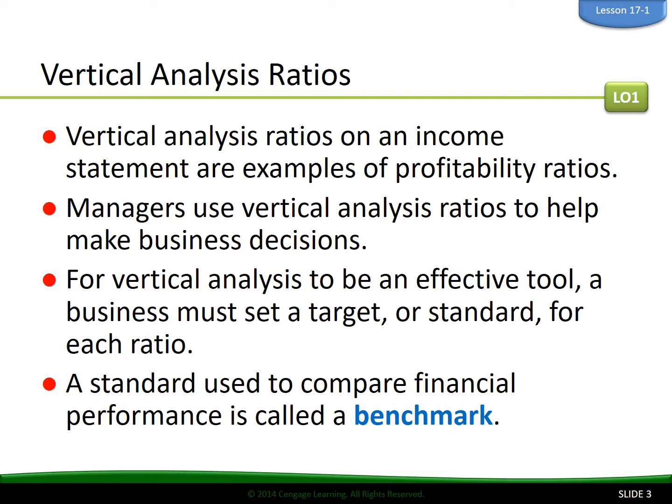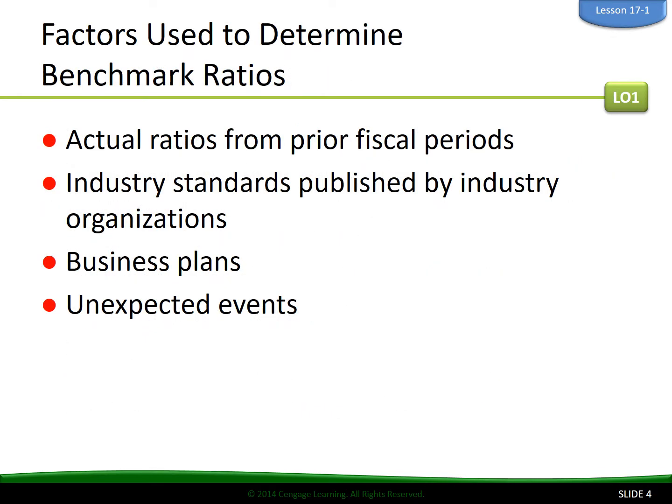Managers use vertical analysis ratios to help make business decisions. For vertical analysis to be an effective tool, a business must set a target or standard for each ratio, and a benchmark is a standard used to compare financial performance. Factors used to determine benchmark ratios are actual ratios from prior fiscal periods, industry standards published by industry organizations, business plans, and unexpected events. COVID was a very unexpected event.